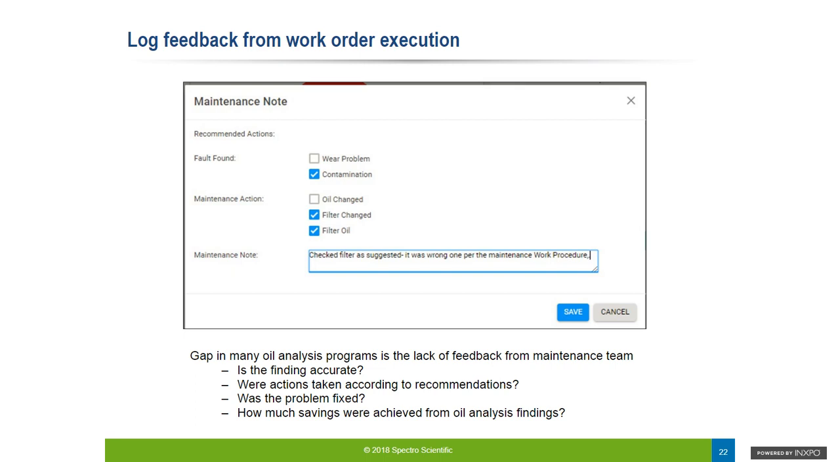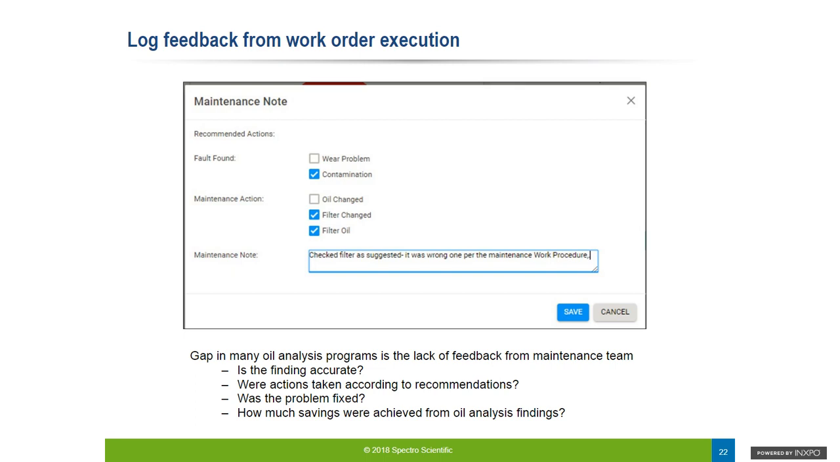Once the report has been distributed and the work order executed, there's the ability then to enter a maintenance note to finally close out the oil analysis report, where you could select whether the issue was wear or contamination, and whether the specific action was done. In this case, it was like, yes, we actually followed up on your observation and we checked it out, and sure enough, we had an issue with maintenance that wasn't being followed correctly. So it provides capturing in one place the information and the result of the oil analysis.